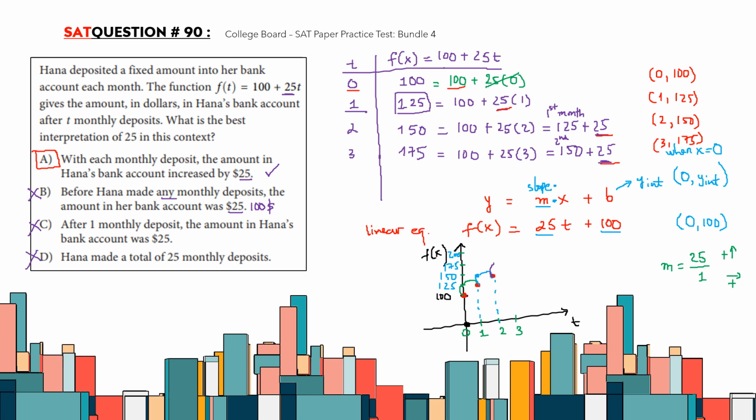We go up 25 more, then to the right 1 unit. Then we have another point right there. And then if we connect them, we have the line. It keeps going. So at 4, it should be 200. So the next one is 4, comma 200. So every month, as t increases by 1, y or f of x will increase by 25. Let's fix this one. This has to be f of t, right? f of t.